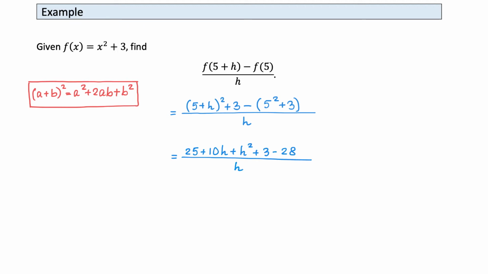In the numerator, 25 plus 3 is 28, minus 28 is 0. So we will cross all these numbers. Then out of these two terms, we will factor out h, and then we will cancel with the h in the denominator. So we will have h times 10 plus h over h. h and h will cancel, and the result will be 10 plus h. Or if you want, h plus 10.